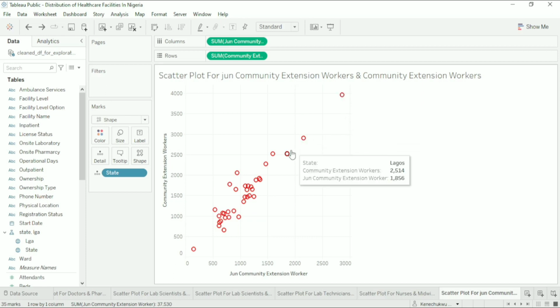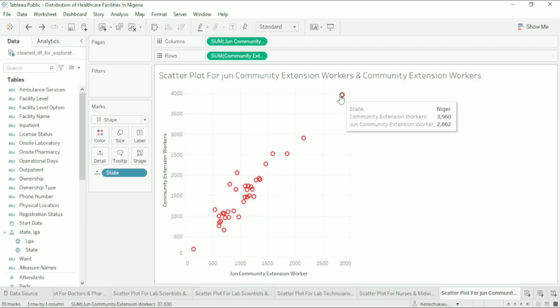And you can see Katsina, Lagos too. Okay, Lagos too is actually a little bit out, but not that far from the others. But more importantly, Niger is an outlier there. Niger, I made a mistake there.